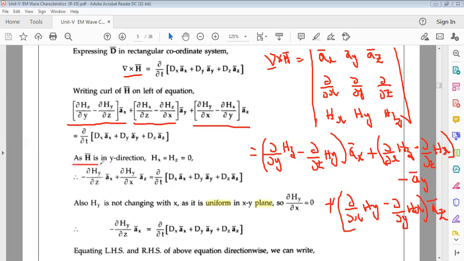And here, as H bar is in the y direction, Hx and Hz are equal to zero. Wherever the Hx is there, that is zero. Hx is zero. And another Hx here, the Hx is zero. And Hz is also zero. Hz is zero. And we have only the one term remaining, that is Hy.